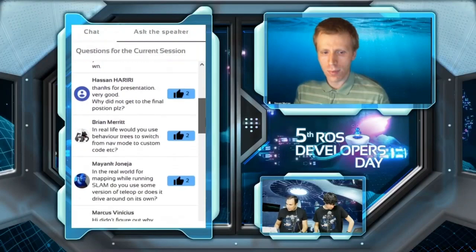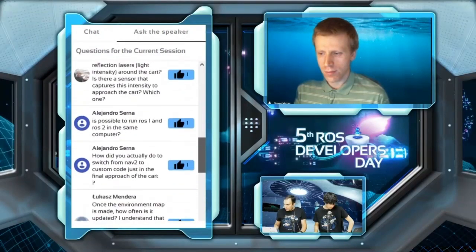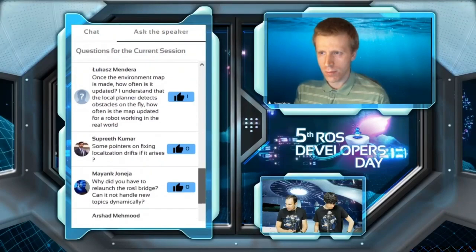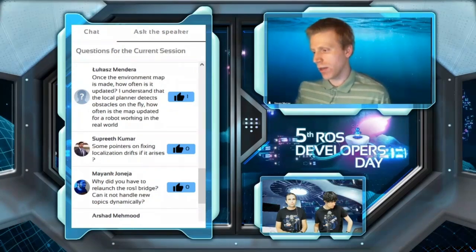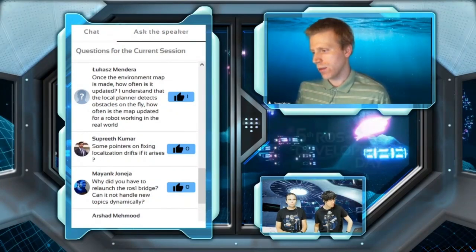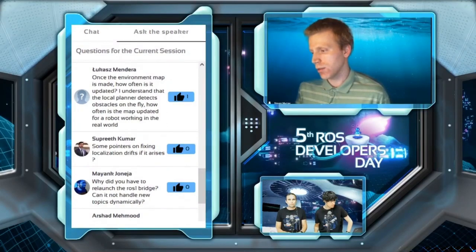Example. Okay, Lucas Mendera says, once the environment map is made, how often is it updated? I understand that the local planner detects obstacles on the fly, but how often is the map updated for a robot working in the real world? I think for what I did here, the map isn't updated. There are sort of two maps. One is the map that the global planner uses, but the local planner definitely updates.